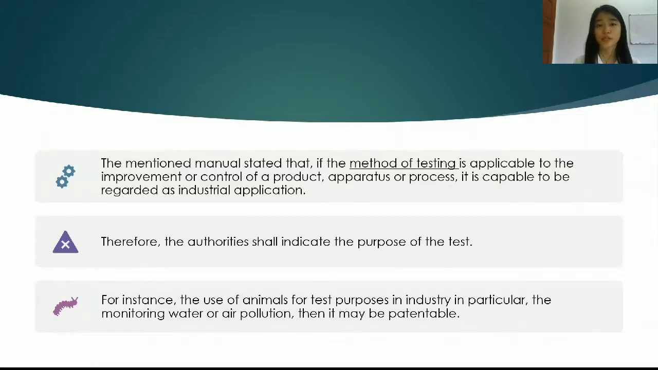And the mentioned manual also stated that if the method of testing is applicable to improvement or control of a product, apparatus or process, it is capable of being regarded as industrial application. Therefore, the authorities shall indicate the purpose of the test. So, for instance, the use of animals for test purposes in the industry, in particular, monitoring water or air pollution, could be patentable.